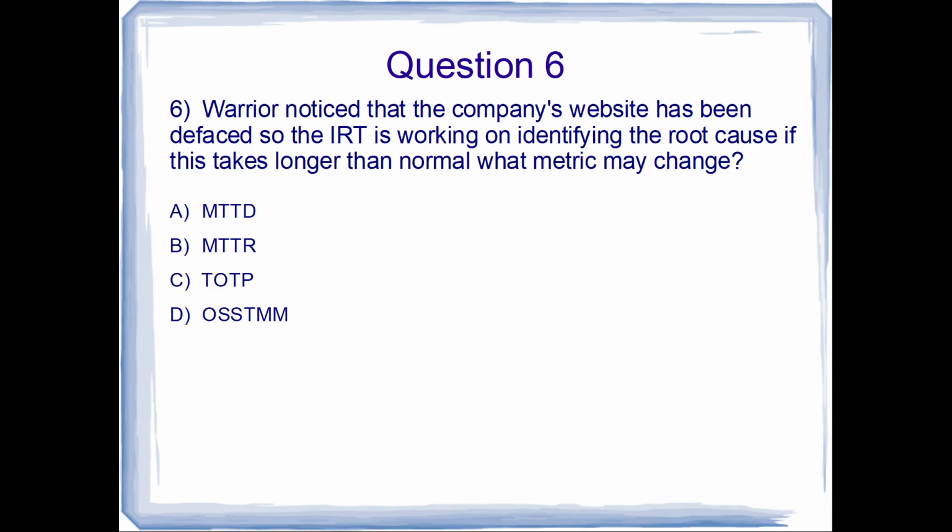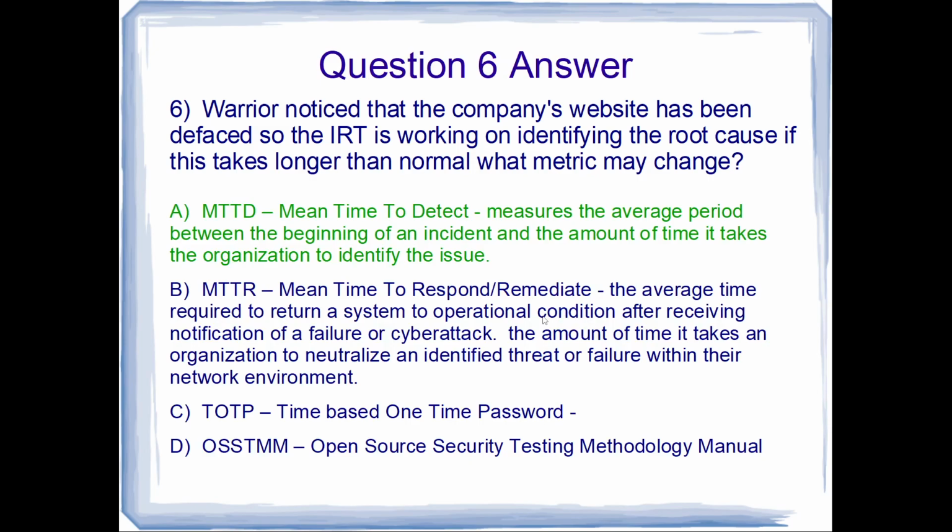If you said MTTD, you'd be completely right. Mean time to detect, or MTTD, measures the average period between the beginning of an incident and the amount of time it takes for the organization to identify the issue. The MTTR, which we've probably heard before in Security Plus, is the mean time to respond or remediate.